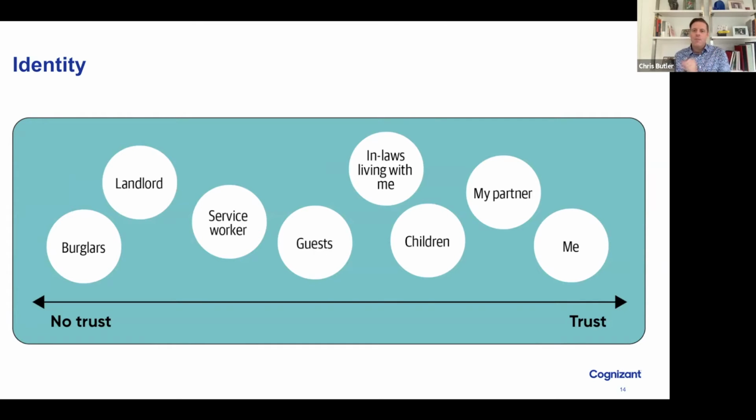And so on the far right side, it's like me and my partner, and then it starts to go down to children, in-laws living with me, guests, say dinner party guests, service workers, cleaners, handymen, any of those types of people, to a landlord, and then finally the person that I probably trust the least is someone that's broken in. And so we need to consider all of these different identities and also the combination of these identities.